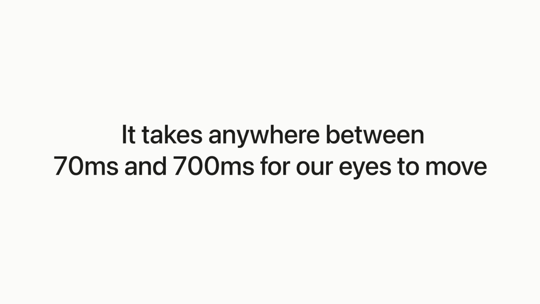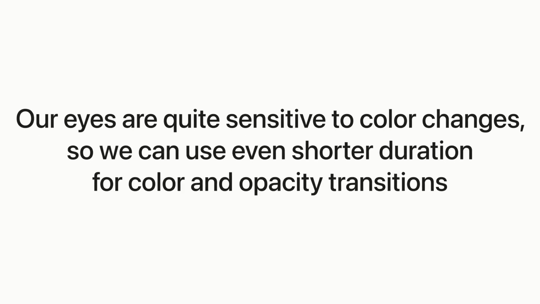The human processor model indicates that it takes anywhere between 70 and 700 milliseconds for our eyes to move. This means that the location of the element that is being animated should affect the duration as well. Hover transitions should be faster than other animations as we are focused on the element already. Additionally, our eyes are quite sensitive to color changes, so we can use an even shorter duration for color and opacity transitions. As you can see, there are many factors that can affect the duration of an animation.